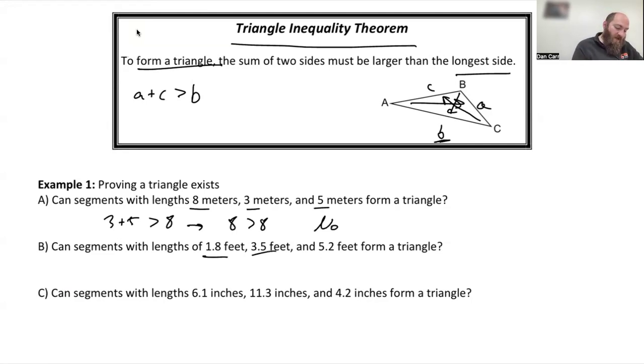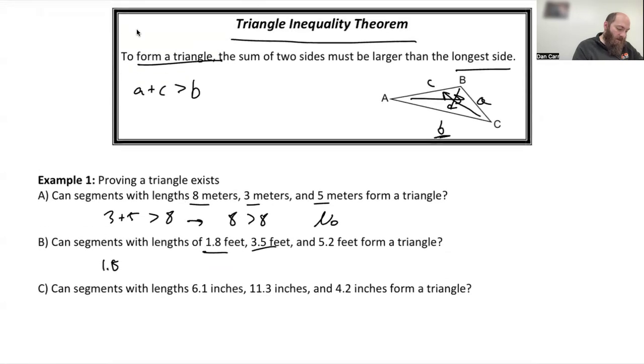Next one, my two smaller sides are 1.8 and 3.5. Is 1.8 plus 3.5 greater than 5.2? 1.8 plus 3.5 gives me 5.3. Is that greater than 5.2? Yes, so we can form a triangle.